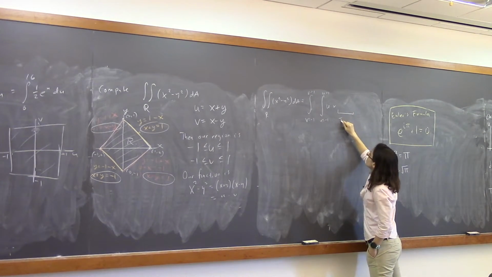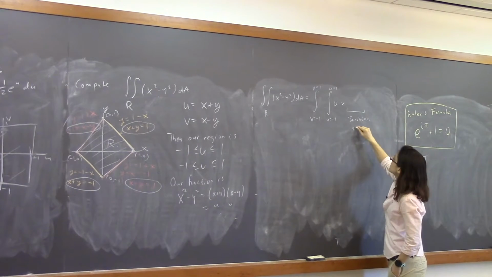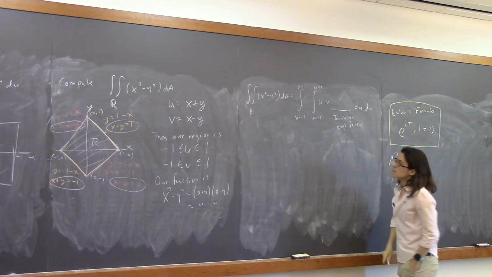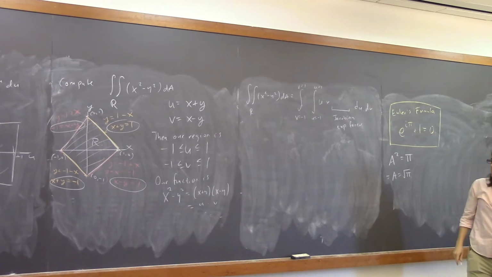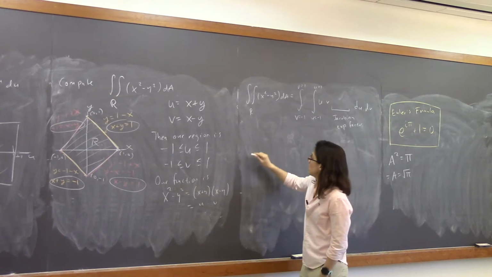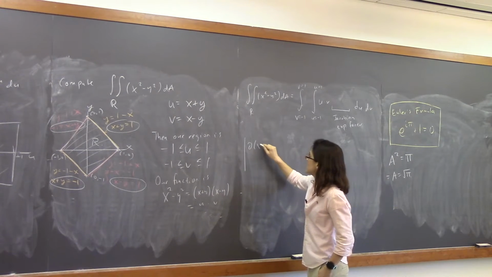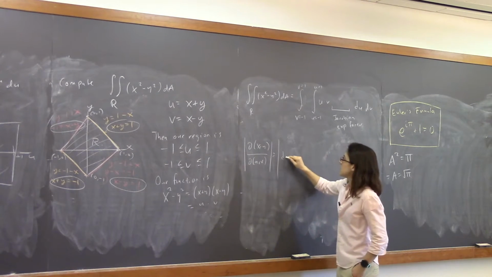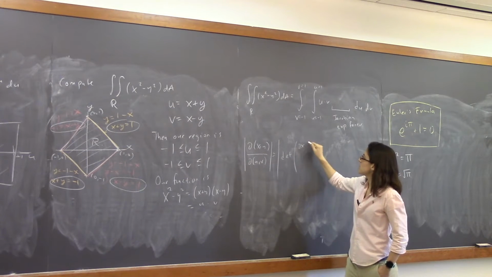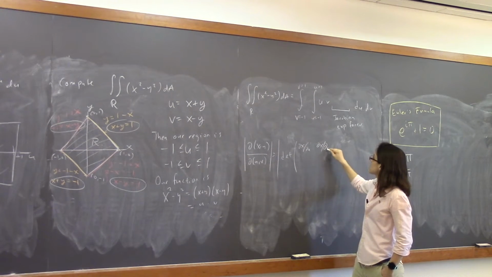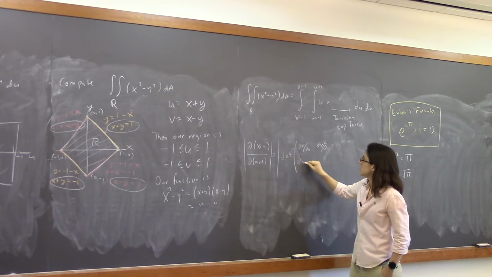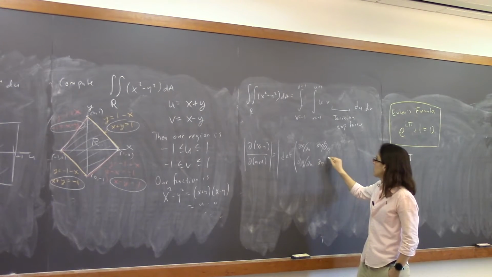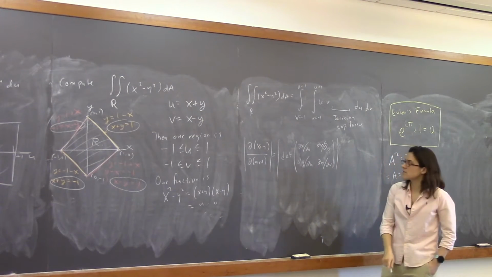And then we have to multiply by our Jacobian area expansion factor, and then times du dv. So let's figure out our Jacobian expansion factor. We want to find d(x,y) over d(u,v), which is the absolute value of the determinant of the matrix: partial of x with respect to u, partial of x with respect to v, partial of y with respect to u, partial of y with respect to v. Okay, that's what we want.